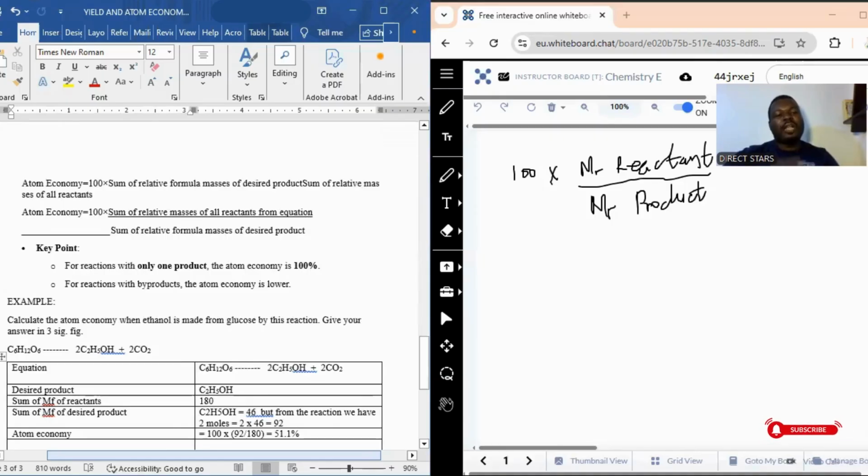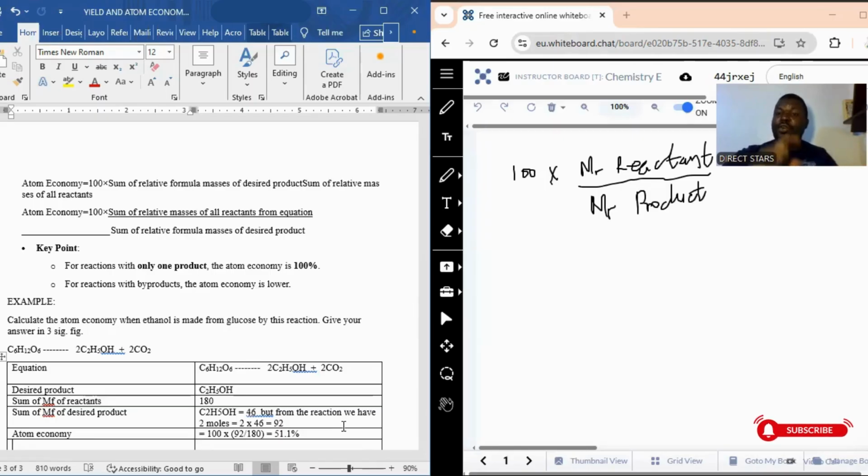Now let's put this formula to use by looking at the first example here. We are told to calculate the atom economy when ethanol is made from glucose. This process is known as fermentation. We are asked to leave our answers in three significant figures. Now, like I said earlier, when we ferment glucose, the essence of doing this is to obtain ethanol, which is the desired product. But alongside this product, carbon dioxide is also produced.